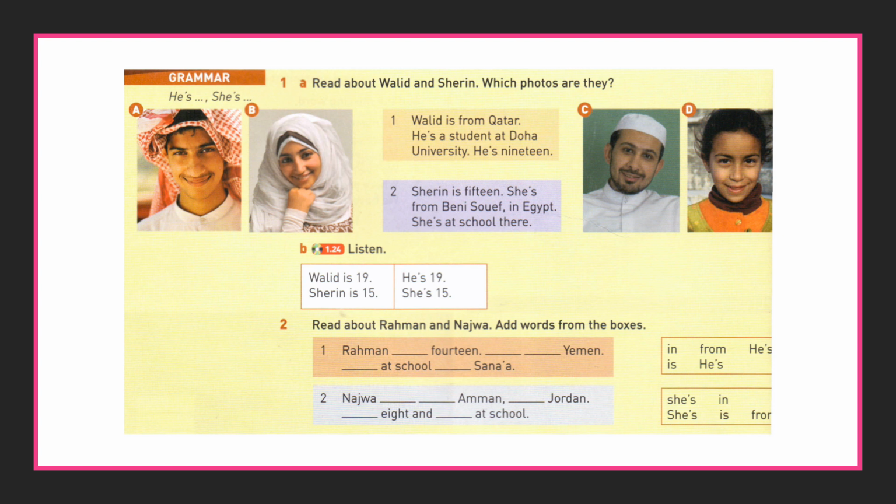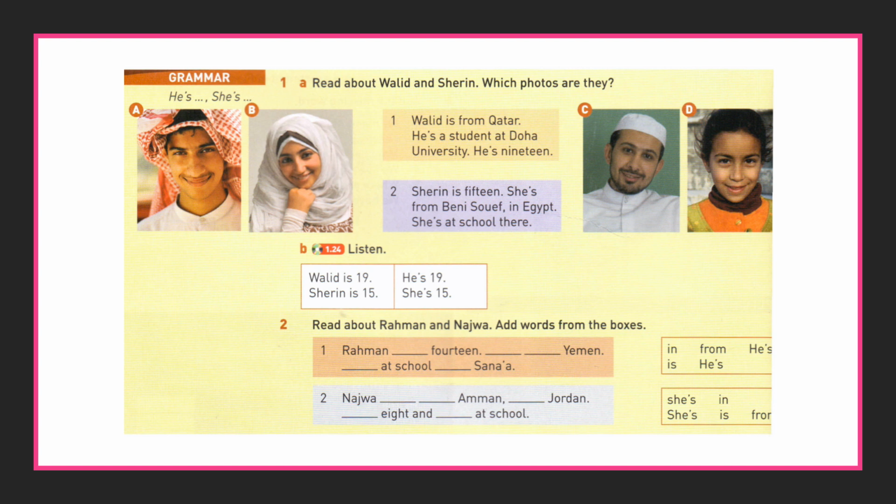Okay, now let's go to question 2. Read about Rahman and Najwa, add words from the boxes. Now here we have 2 photos left. It's photo A, picture A, so this is Rahman, and Najwa is picture D. Now please stop the video right now. Answer these 2 paragraphs from the words in the box. For example, Rahman, you will choose the words from the words in the box. Okay, so stop the video right now and then answer and come back and check your answers with me.